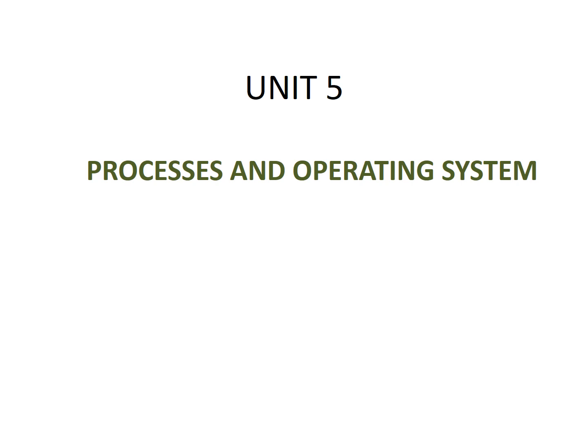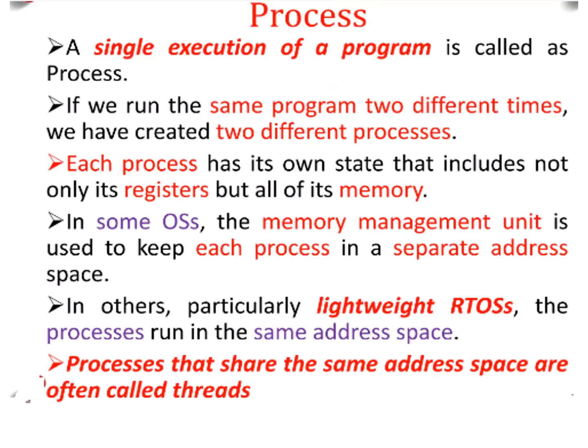Dear students, today we will see Unit 5, Process and Operating System. What is a process? A process is a single execution of a program. If we run the same program at two different times, then we are creating two different processes. Each process has its own state that includes not only the registers but also the memory.